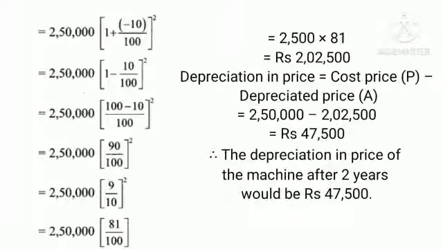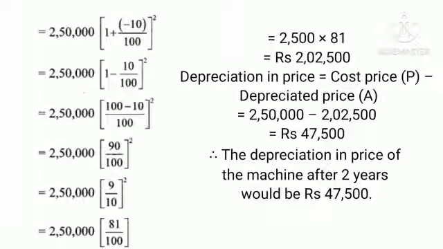Now amount A is equal to 2,50,000 multiplied by 100 minus 10 upon 100 whole raised to 2. 100 minus 10 gives us 90. Therefore, amount A is equal to 2,50,000 multiplied by 90 upon 100 whole raised to 2, which is equal to 2,50,000 multiplied by 81 upon 100, which is equal to 2,02,500.